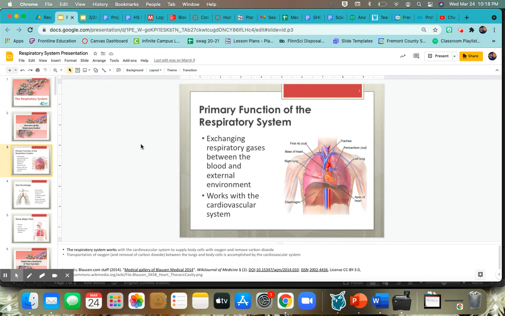The primary function of the respiratory system, we pretty much know, right? Breathing. But it does this by working with our blood supply to supply body cells with oxygen, right? Our blood comes through our lungs. We learned that with the cardiovascular system, to pick up oxygen and exchange gases through capillaries. So it exchanges respiratory gases like oxygen, nitrogen, CO2, all of that good stuff, through the blood and with the external environment outside of the body. And it does this by working with our cardiovascular system.